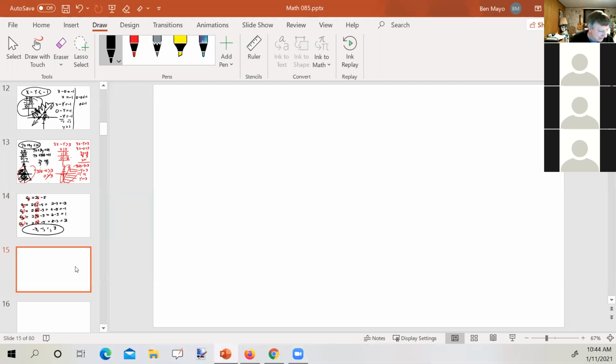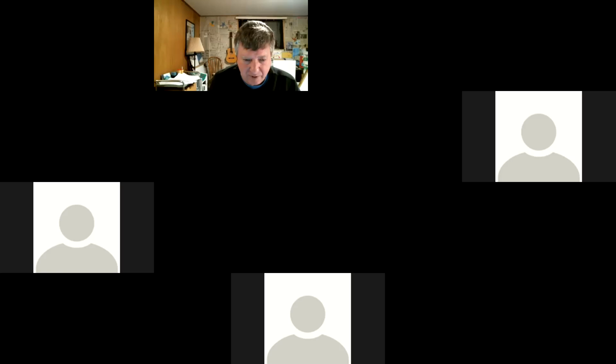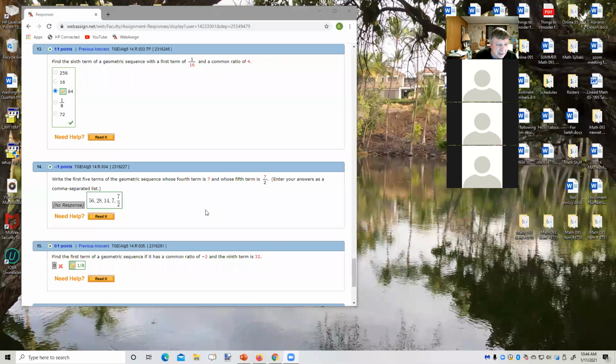All right, now we're going to look at problem number 14. It says write the first 5 terms of the geometric sequence whose 4th term is 7 and whose 5th term is 7 halves.